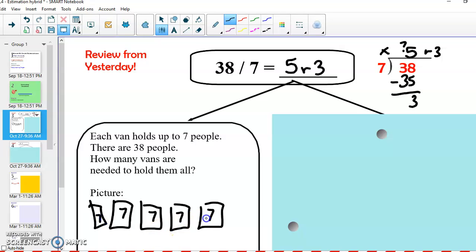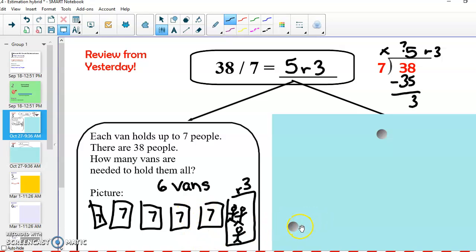7 times 5 is 35. But I have these 3 little people here who have nowhere to go. And so everyone needs to be in a van. And so I need to add 1 more van here for those 3 little people. That's my remainder. And so that would mean that I would not need only 5 vans. I would need 6 vans in all so that everyone has a ride.